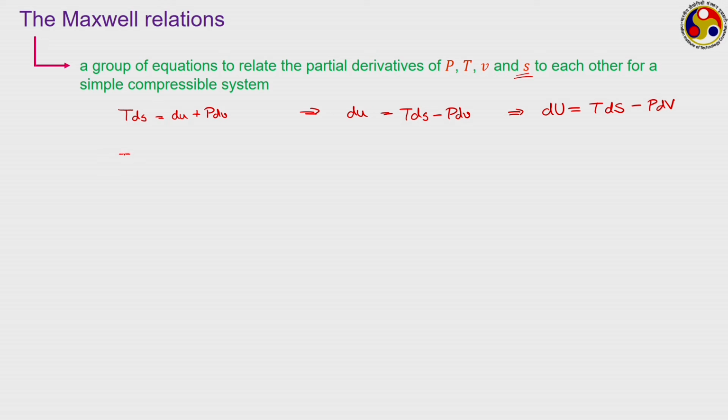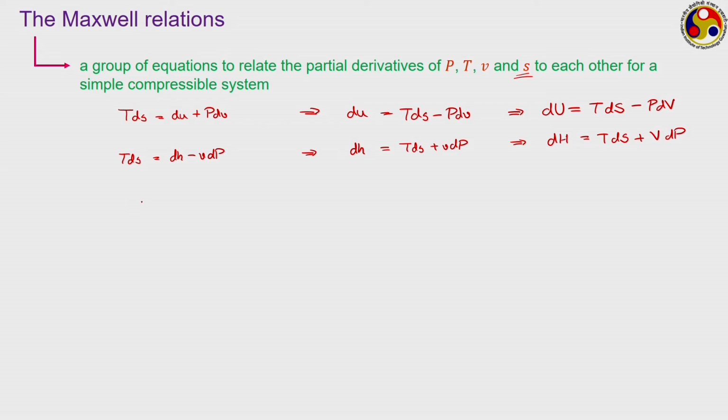What was the second TdS relation? Your TdS relation was TdS equal to dH minus V dP. So, we can separate H out, the second potential, as TdS plus VdP, or if we write in extensive sense, dH is equal to T dS plus V dP. So, we have got two equations representing the rate of change in the corresponding two potentials.